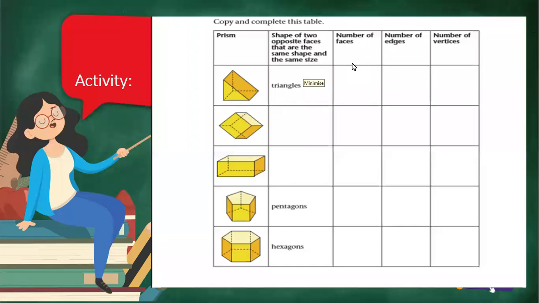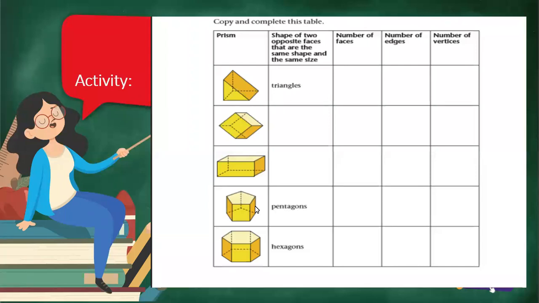Okay, Njabulo is saying 5. It is 7 faces, Njabulo. Yes, it has got 5 sides. The number of sides is 5, but remember we have these 2 opposite ones, right? It is pentagons because it has 5 sides. There's a difference between the sides and the faces, okay? These are the sides, 1, 2, 3, 4, 5, yes, 5 sides.